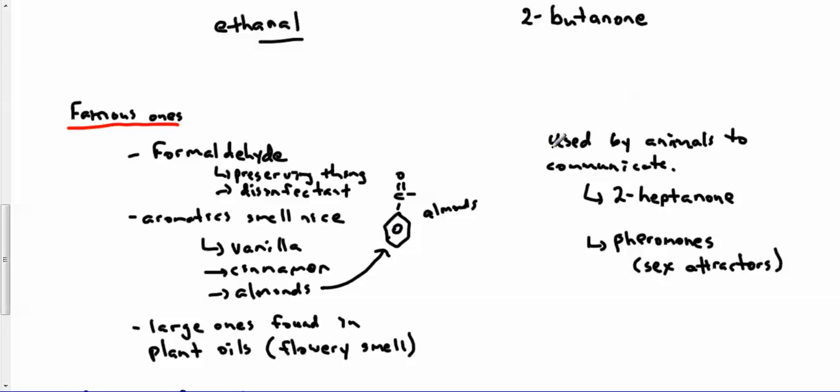Famous ketones: they're often used by animals to communicate to each other. So 2-heptanone is used by ants when they are traveling from one place to another and they want to be able to find their way back again. They lay a little scent down of 2-heptanone to find their way back. They also use it to warn each other of danger. Pheromones, which are sex attractors in humans, are also ketones.